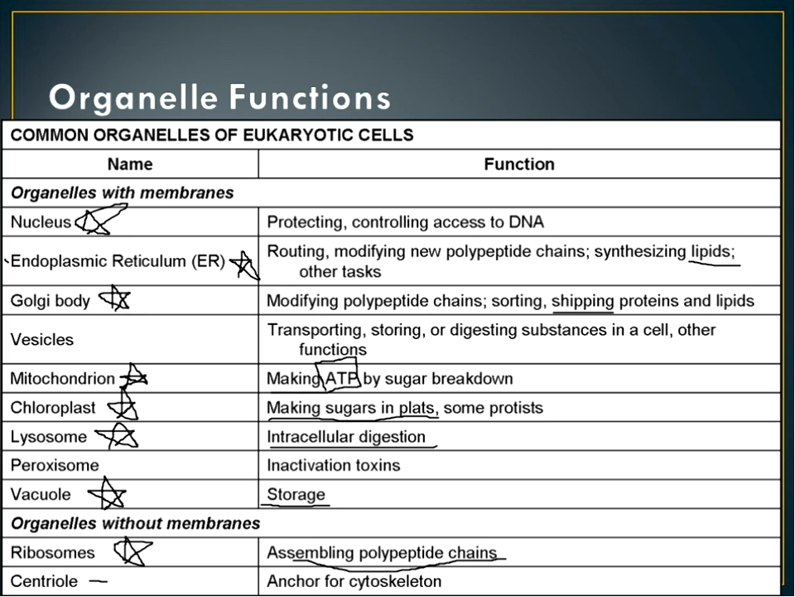So again, for your organelles, know these. There's about 10 to 12 of them that you should know what they look like and what they do for sure.